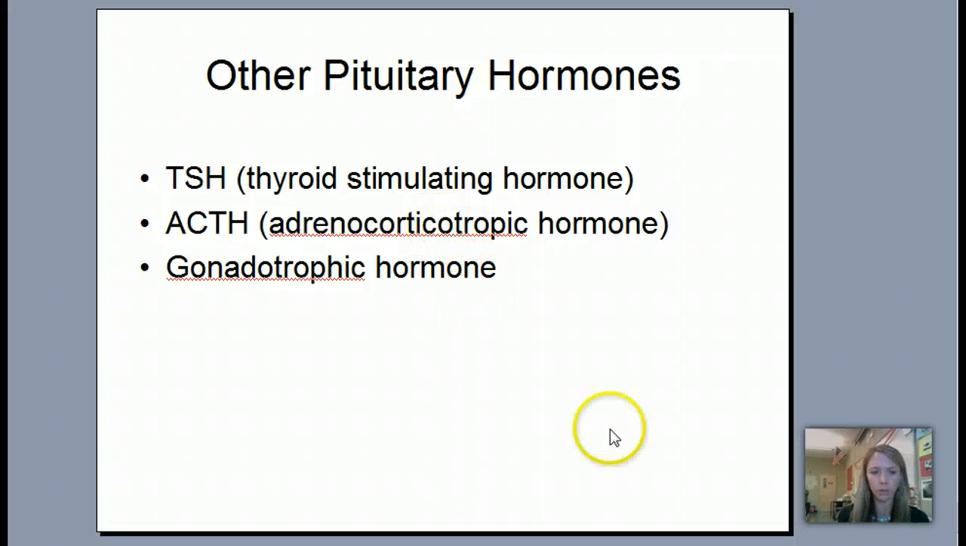The adrenocorticotropic hormone triggers manufacture and secretion in the adrenal glands. So the adrenal glands here. So thyroid, adrenal, and then my gonadotrophic hormones, think gonads, that's going to the sexual glands, so either the testes or the ovaries. So here are my other hormones made in the pituitary that affect other glands: thyroid, adrenal, gonads.